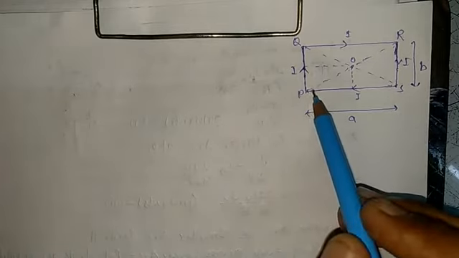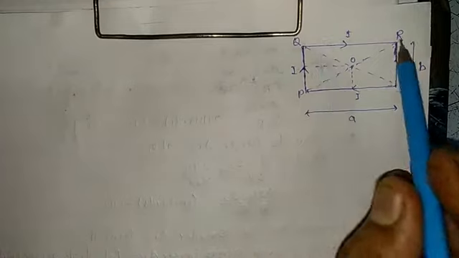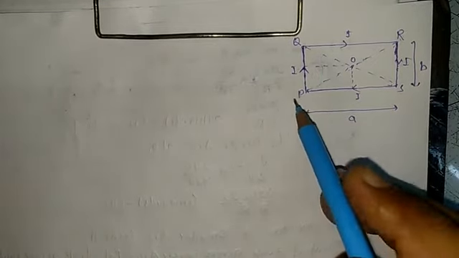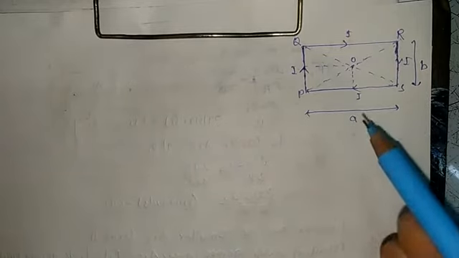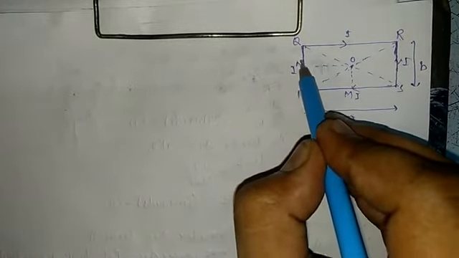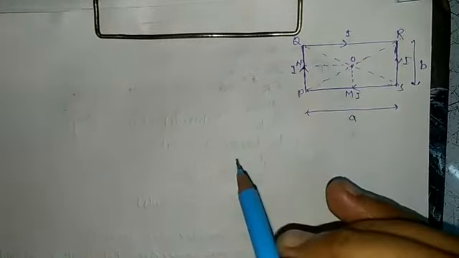So, first of all, we have marked the vertices of the rectangle as PQRS, as well as drawn the normals OM to PS and the normal ON to PQ.